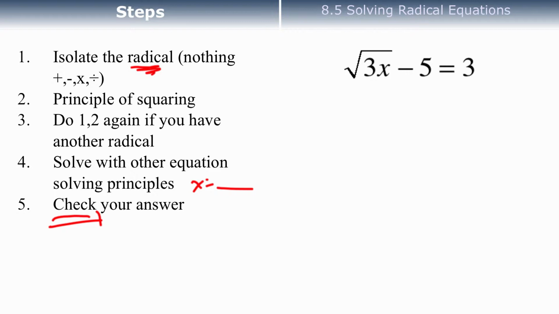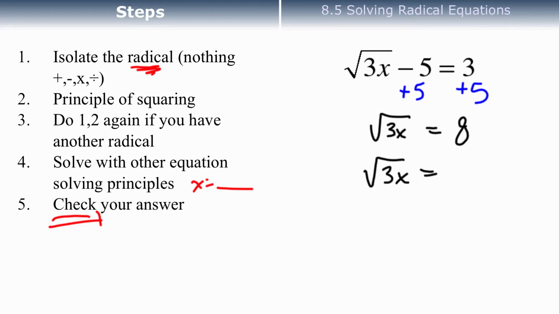So here's my question. I need to isolate the radical, so I'm going to add 5 on both sides. If I add 5 on both sides, then on the left side, all I'm left with is the square root of 3x equals 3 plus 5 is 8. Now I'm going to use the principle of squaring. You could just square right here. I like to write it in another step, just so I can see what I do for each step. So I'm going to square this side. That'll cancel those two. And I'm going to square this side. So I'll be left with 3x is equal to 8 squared is 64.